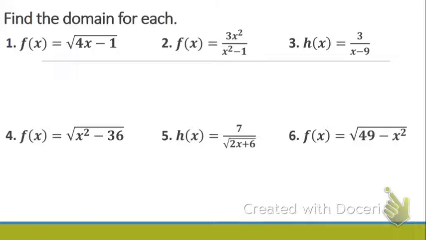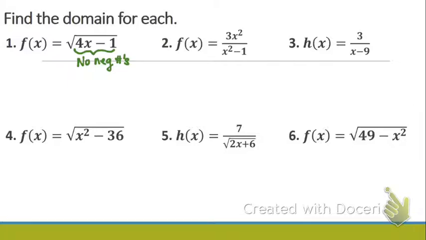Find the domain for each. What kind of function is this? Square root. Underneath the radical, I can never have what kind of number? Negative. No negative numbers. Is it allowed to be 0? Can you take the square root of 0?